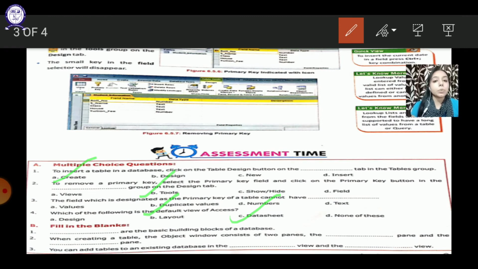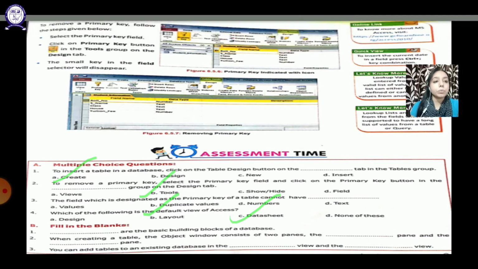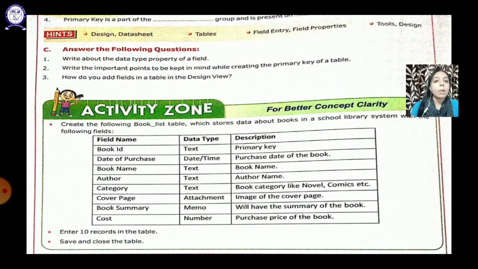The next is you can add tables to an existing database in the dash view and dash view. If we want to add the tables in the database, we have two types of views, that is design view and datasheet view. After that, we have the next fill up. Primary key is a part of dash group and present in dash tab. So here we have the primary key is in the design tab and tools group. So the answer of the first part of this fill up is tools group and the second part is design tab.